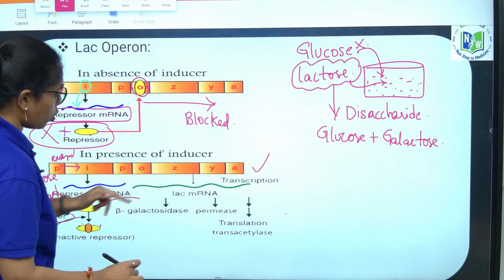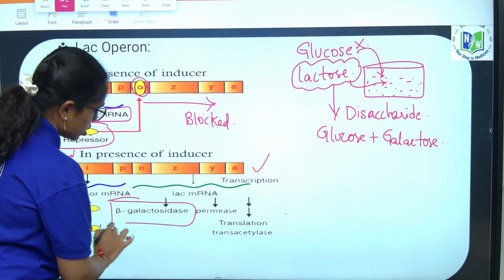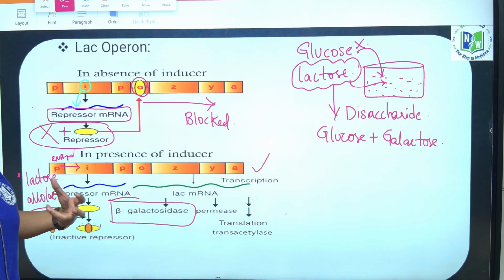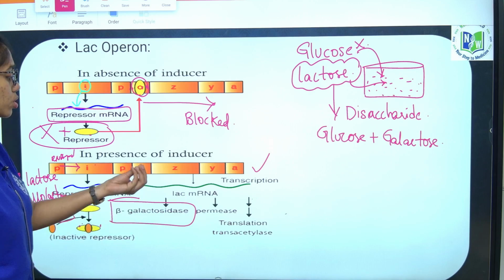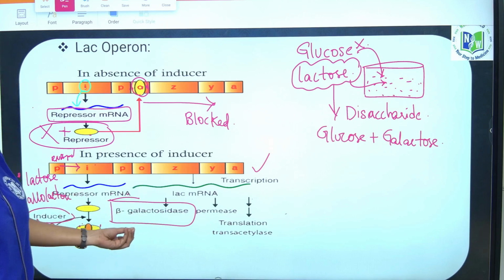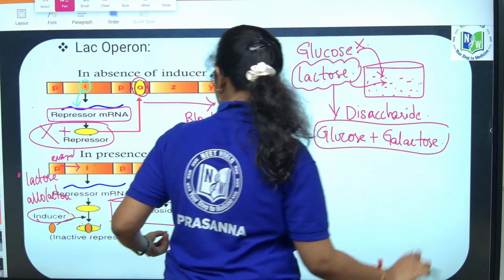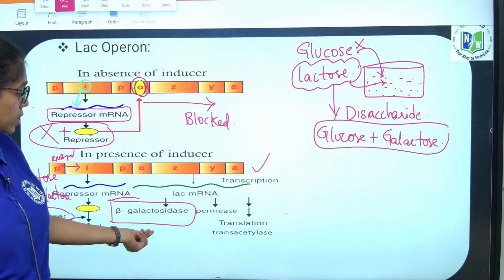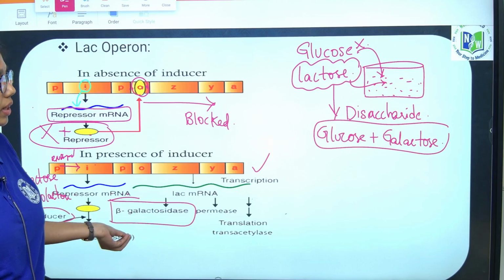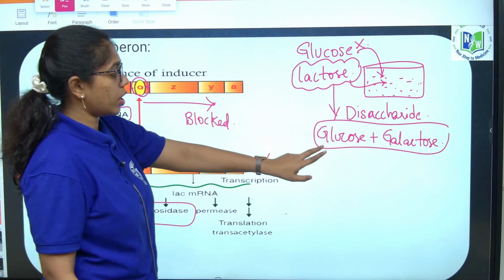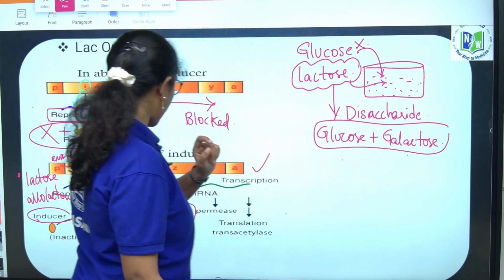Z gene codes for beta galactosidase. What does beta galactosidase do? Beta galactosidase will cleave the disaccharide, that is lactose, into glucose and galactose.